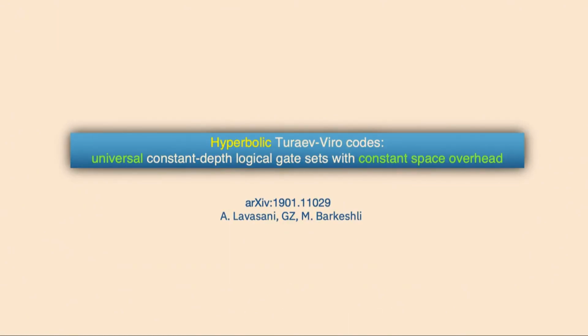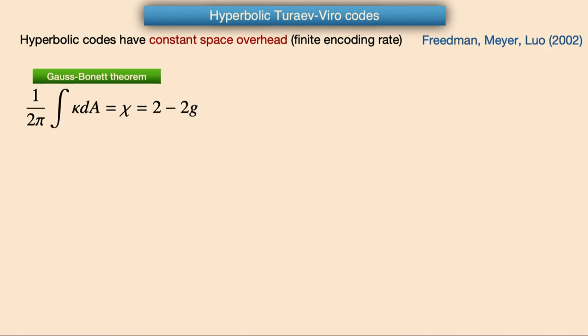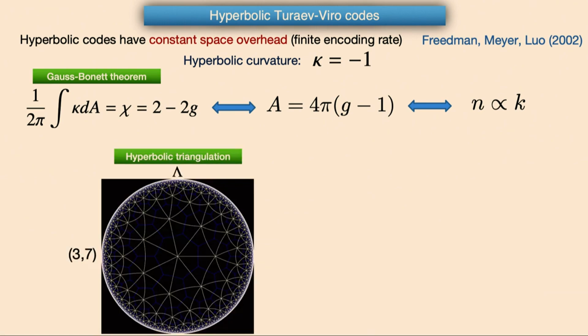Now we can apply this method also to the hyperbolic codes to preserve a constant space overhead. To understand that, the constant space overhead is just due to the profound Gauss-Bonnet theorem, which relates the local geometry property, the curvature, to the global topological property, the Euler characteristic, which can be expressed as a function of the genus g. With constant hyperbolic negative curvature, this formula just becomes: the area is proportional to the genus g. In a topological code, genus g is just the number of logical qubits, and the area is proportional to physical qubits. So we achieve a constant encoding rate.